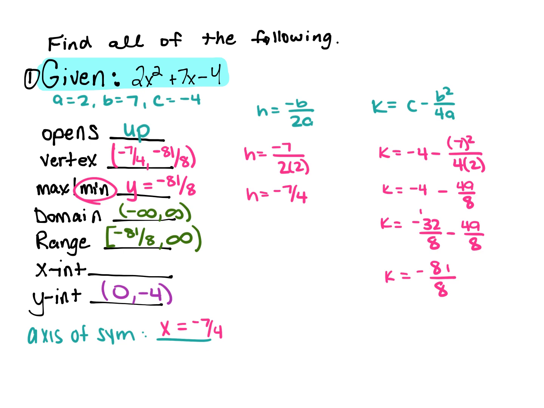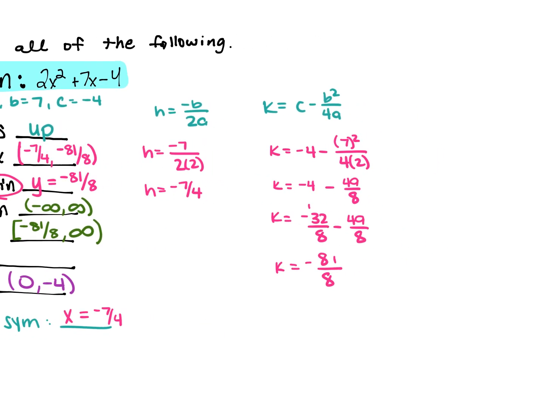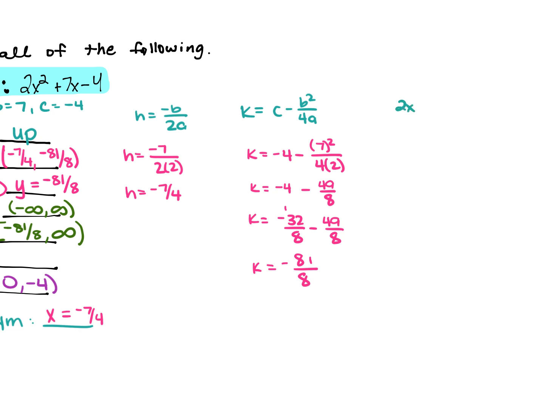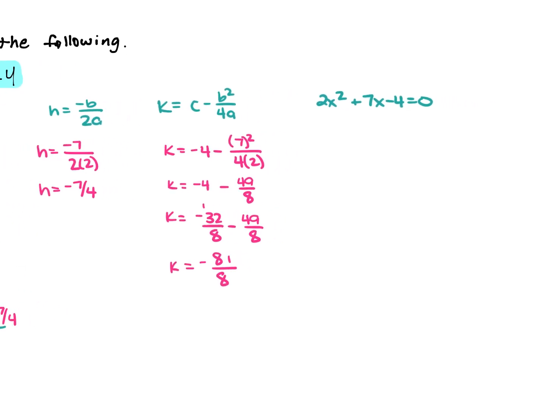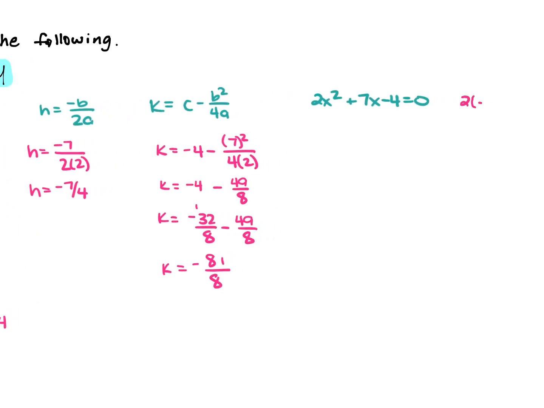To find your x-intercepts, you need to take the 2x squared plus 7x minus 4 and factor it and solve for x. It's your zeros. So if we take this 2x squared plus 7x minus 4 and we set it equal to 0, we factor it. The 2 times negative 4 is negative 8. The factors of negative 8 that add up to be positive 7 are negative 1 and positive 8. So this gets rewritten as 2x squared minus x plus 8x minus 4 is equal to 0. We can factor this by grouping.